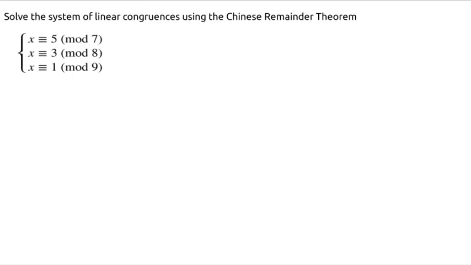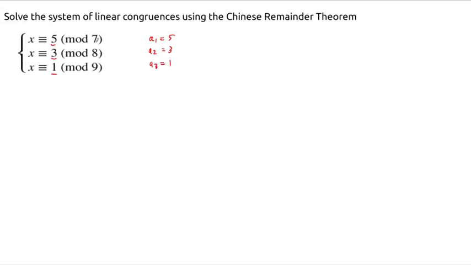In this example, we'd like to solve a system of 3 linear congruences. So to do this, we need to use the version of the Chinese Remainder Theorem that's a little more in-depth here. So first of all, let's write down everything we have. We have our A's. Our A1 is equal to 5. Our A2 is equal to 3. And our A3 is equal to 1.